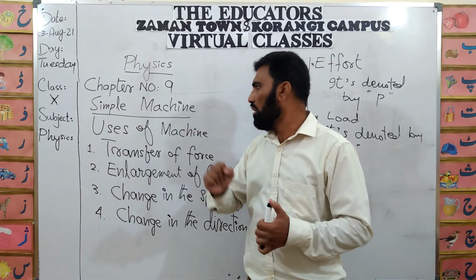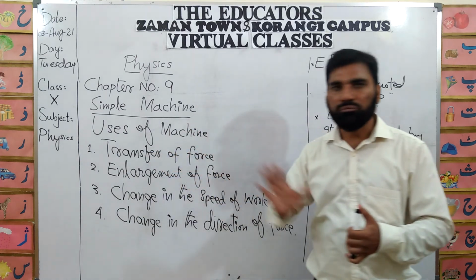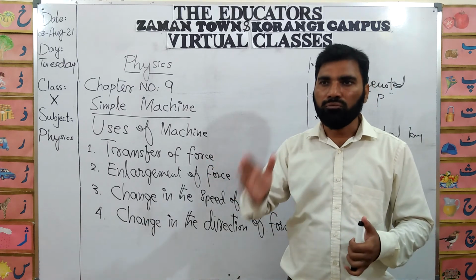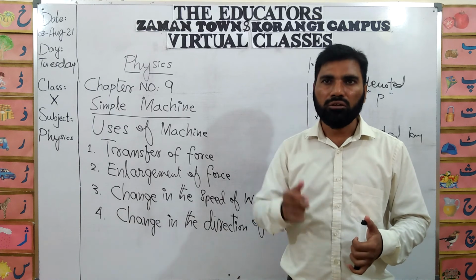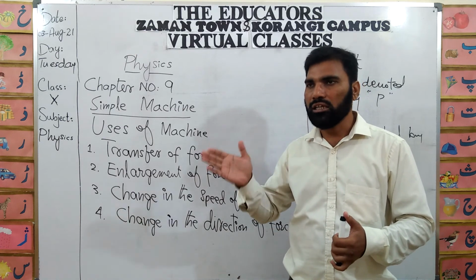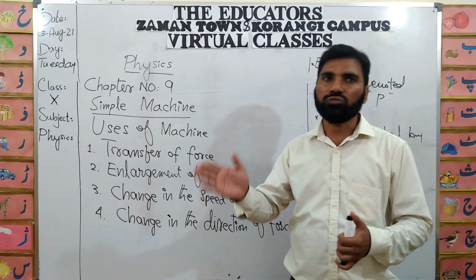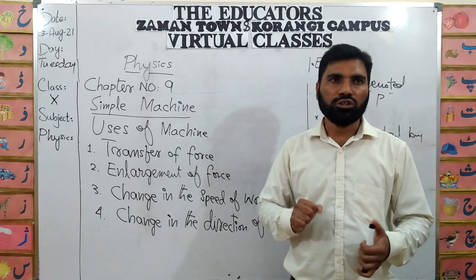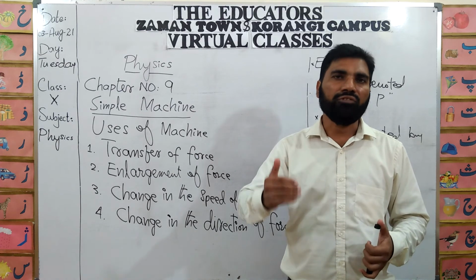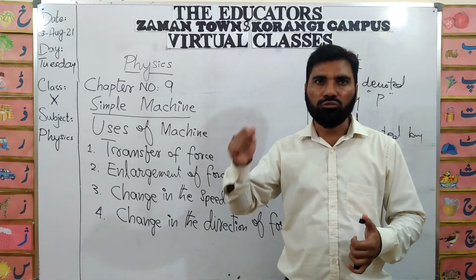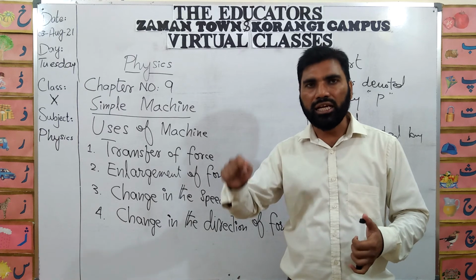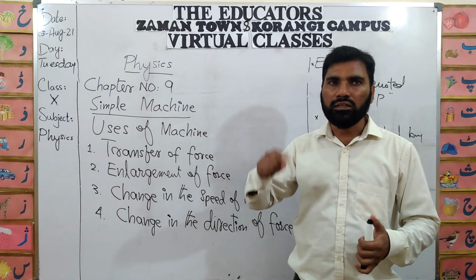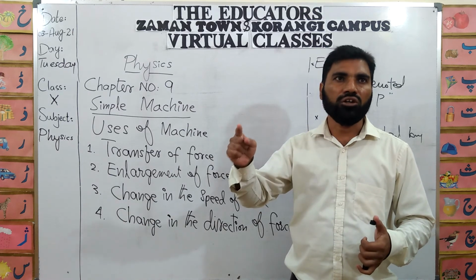So, uses of machines. First of all, transfer of force. Again, I'm going to repeat. You are transferring the force from one point to another. You are driving the nail, so you are transferring the force from one point to another point. Same thing, enlargement of the force. You are increasing the effect of the force because with a small amount of force you apply on the screw jack, the screw jack is lifting the heavy vehicles.